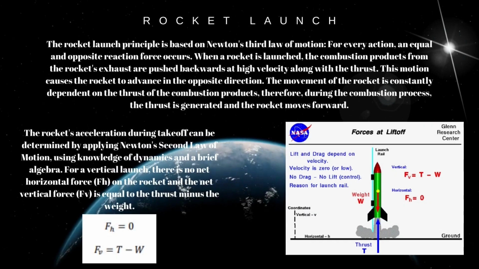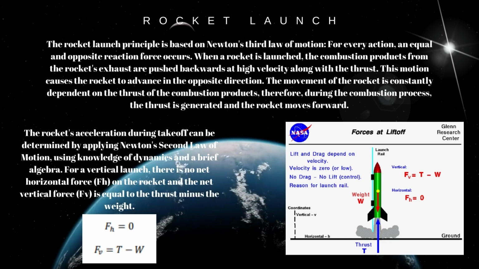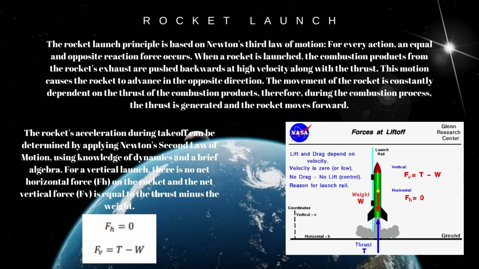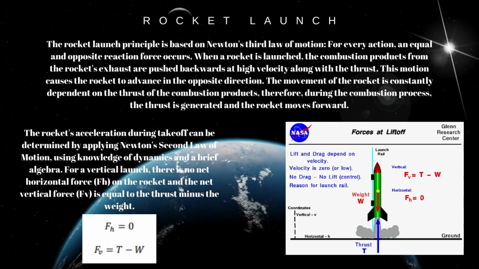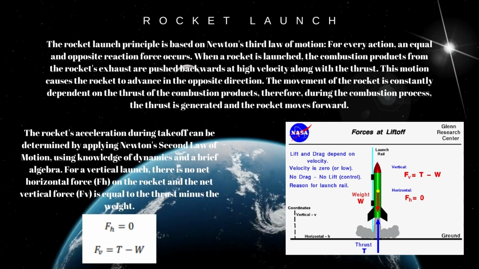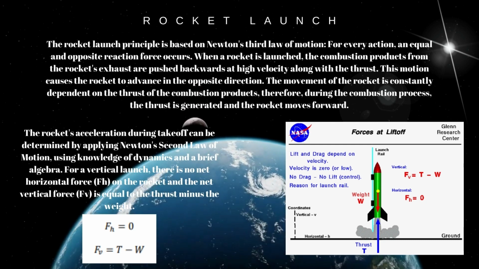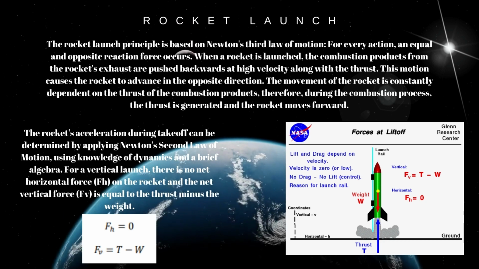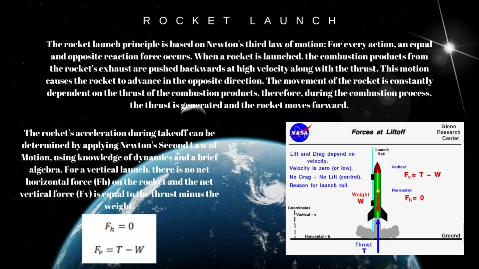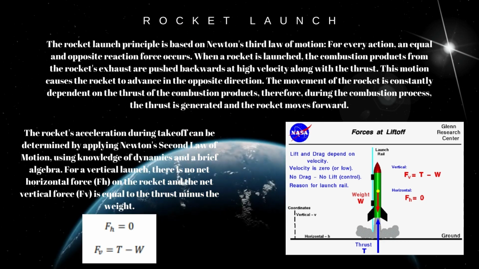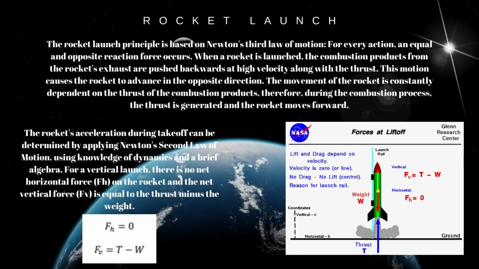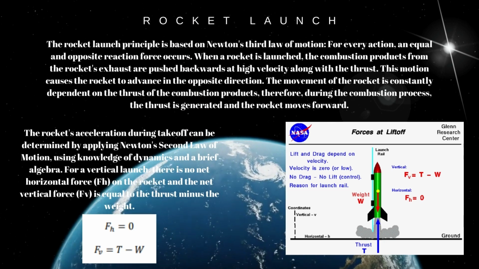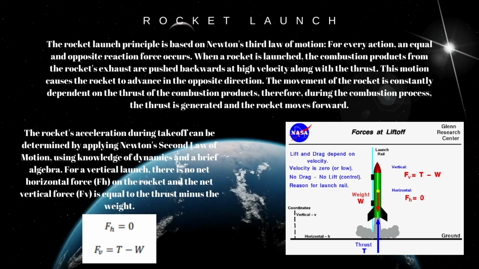In our next topic, I will try to explain the launch of the rocket and the forces and equations it is subjected to. The rocket launch principle is based on Newton's third law of motion. For every action, there is an equal and opposite reaction. When a rocket is launched, the combustion products from the rocket's exhaust are pushed backwards at high velocity along with the thrust. This motion causes the rocket to advance in the opposite direction.